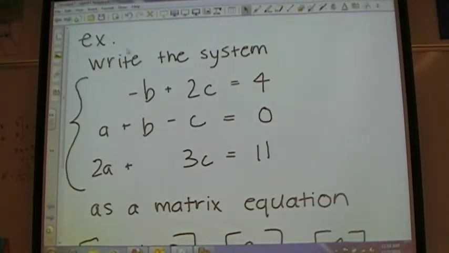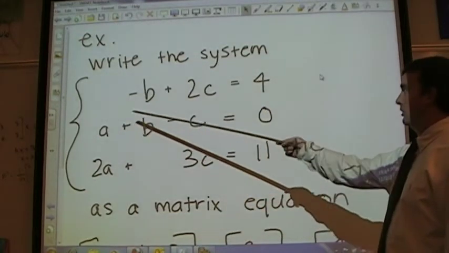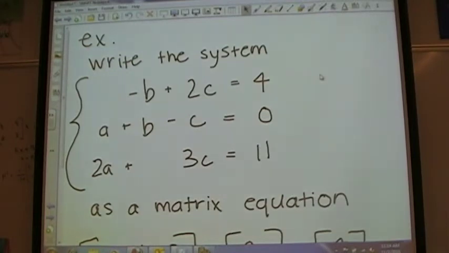Alright, so the first example, write the system as a matrix equation. If I give you a system of equations like we did last chapter, we have a system of three variables, three equations. We're going to write it as a matrix equation. The coefficients with A, B, and C are going to form your coefficient matrix. A, B, and C is going to be your variable matrix, and 4, 0, 11 is going to be your constant matrix. So write down this system, and then we'll go straight to the matrix equation.